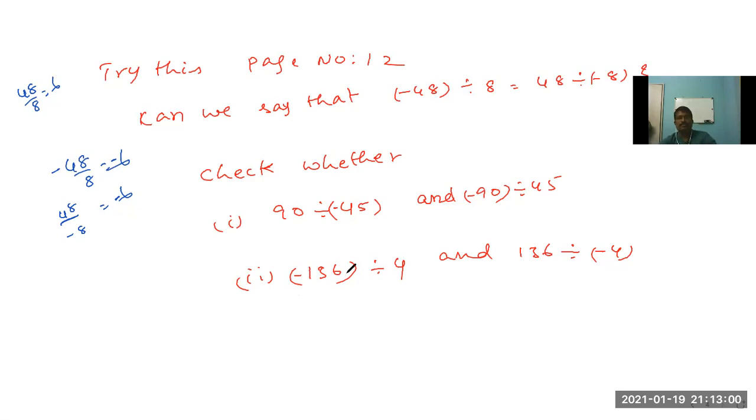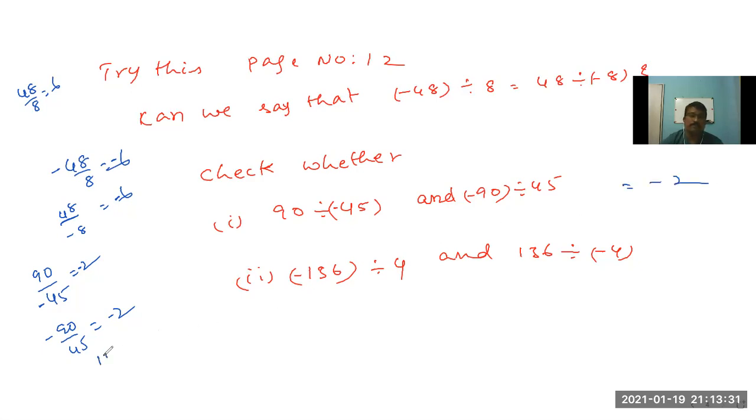So 90 divided by minus 45 or minus 90 divided by 45. First you can take these as natural numbers: 90 by 45 is 2. Then here one is minus, so the quotient is also minus. Here the dividend is minus, so the quotient is also minus. So this is minus 2.